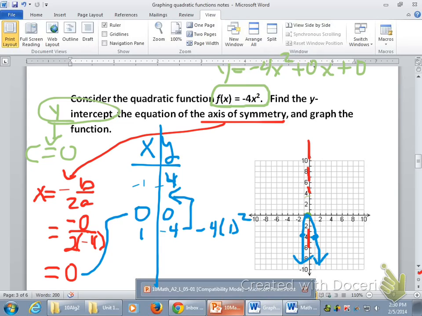What's the domain and range? Domain is all real numbers. Is that true for all quadratics? Yes. And the range is y. Are they greater than 0? No, they're less than, aren't they? Less than or equal to 0. So that's your domain and range. All right? Questions?